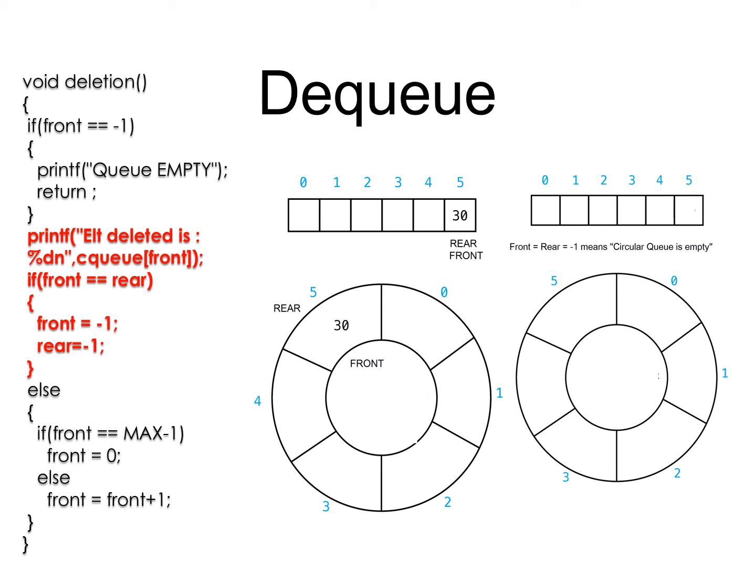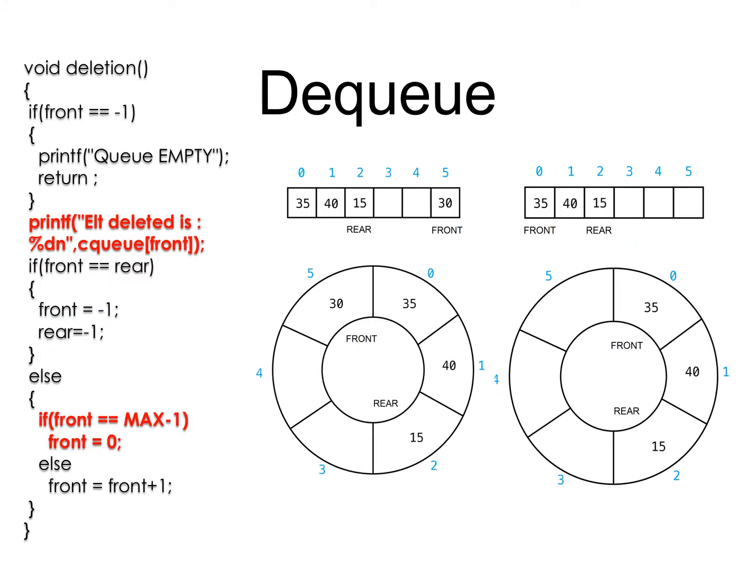Now in this condition, you can see there is only one element. If there is one and only element, front and rear will be in the same position. After deleting that one element, my queue will become empty. So what I have to do, I should not assign front and rear to 0. I should make it -1 so that it can be reused again. So what happens here? Front and rear will become -1 after deleting 30.